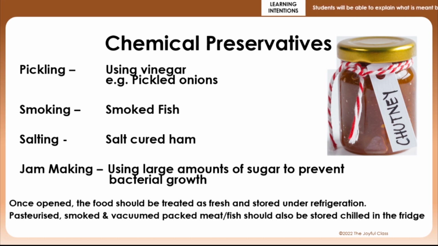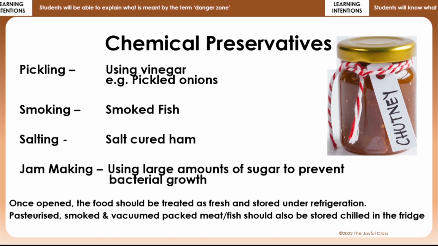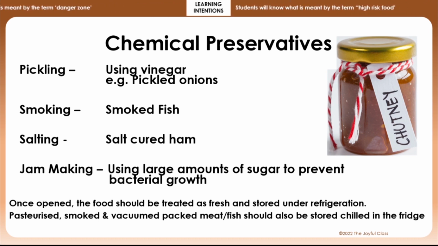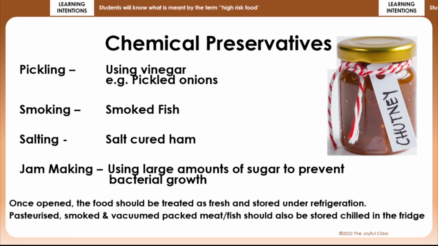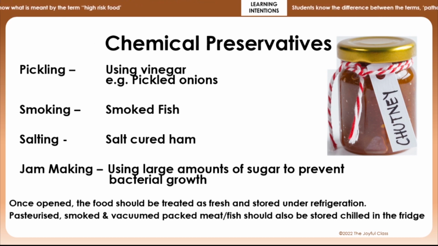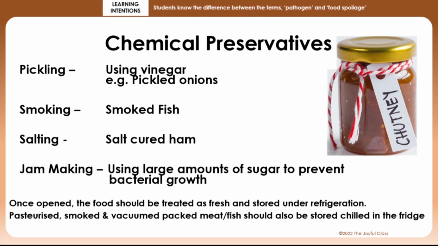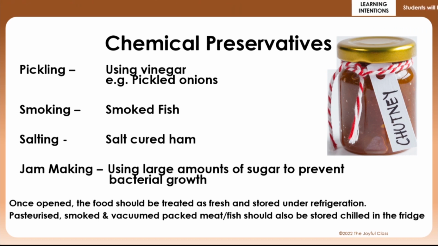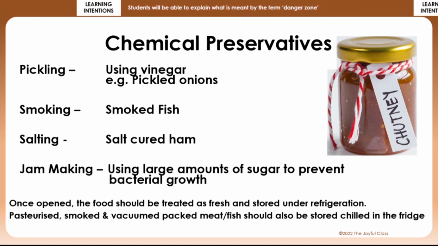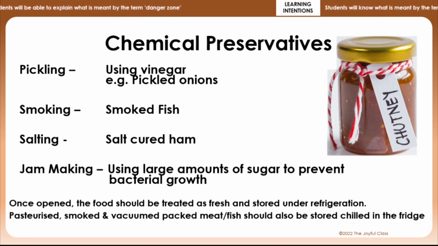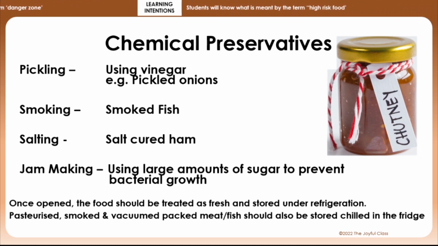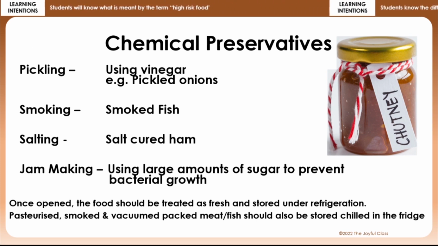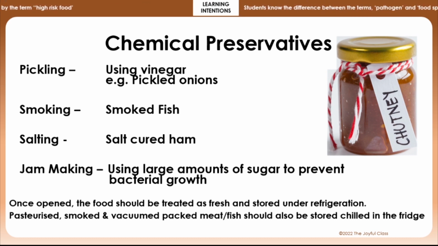So preservatives such as vinegar is used for things like pickled onions or relishes. Smoking, you could smoke salmon, smoked bacon. Salting, that could be your curing of your ham. And jam making, that's using large amounts of sugar to prevent the bacterial growth in the jam making process. So once opened, the food should be treated as fresh and stored under refrigeration in the fridge. Pasteurised, smoked and vacuum packed meat and fish should also be stored chilled in the fridge.